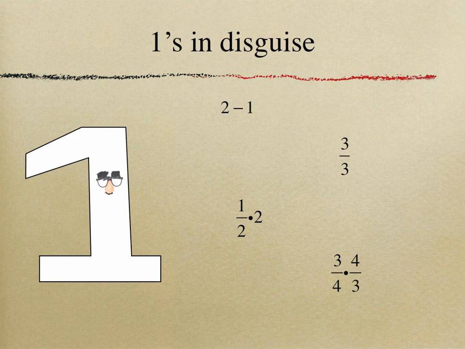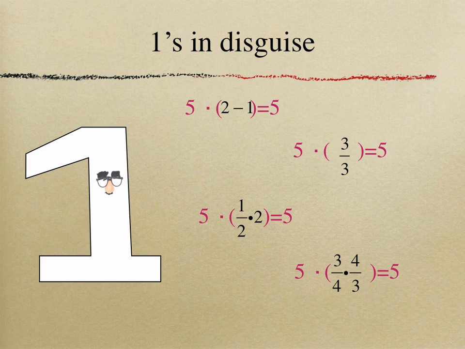And what that means is that if I take any of the numbers here, it'll work in the identity property of multiplication. So for example, if I took 5 times 2 minus 1, I'd still get 5, because 2 minus 1, that's just a 1 in disguise. If I took 5 times 3 over 3, my answer would still be 5, because 3 over 3 is just a 1 in disguise. If I took 5 times a half times 2, I'd still get 5, because a half times 2 is a 1 in disguise. You get the idea here. 5 times 3/4 times 4/3 is still 5.